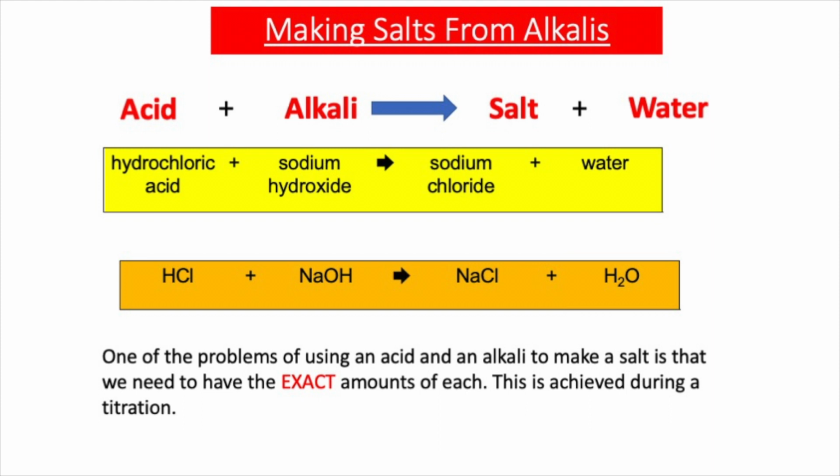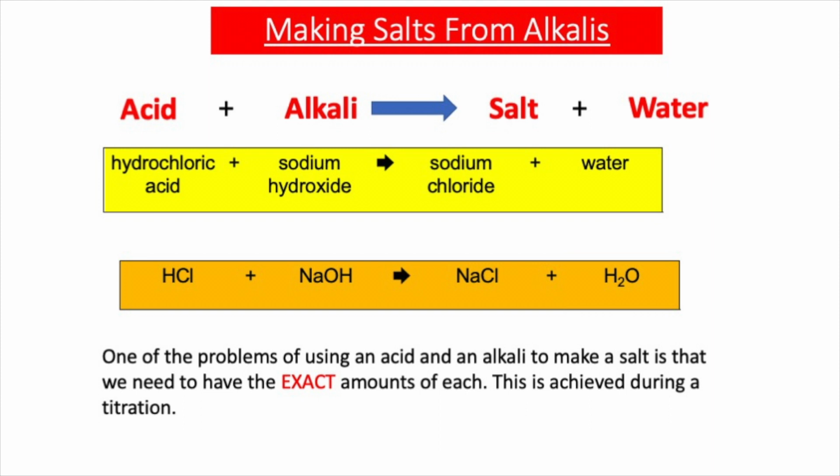So the formula of hydrochloric acid is HCl, the formula of sodium hydroxide is NaOH, sodium chloride has a chemical formula NaCl, and water's chemical formula is H2O. So HCl plus NaOH makes NaCl plus H2O.